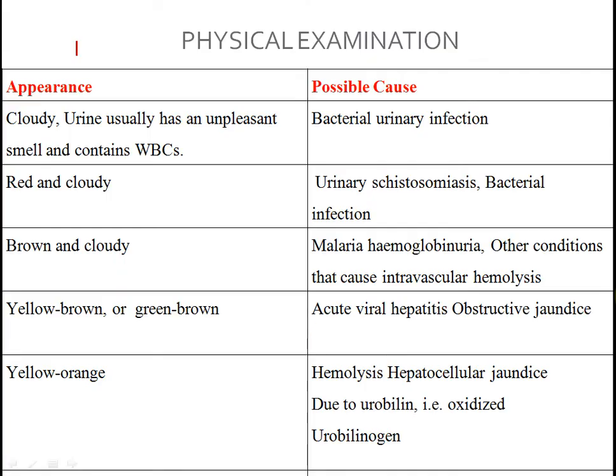The first one is physical examination. Here the gross appearance of the urine is seen. We look for the color, the smell and for cloudiness in the urine. Cloudy urine usually indicates infection due to bacteria. There can be a tinge of blood in the urine also. It can be brown or orange or greenish brown in color. These indicate different conditions.